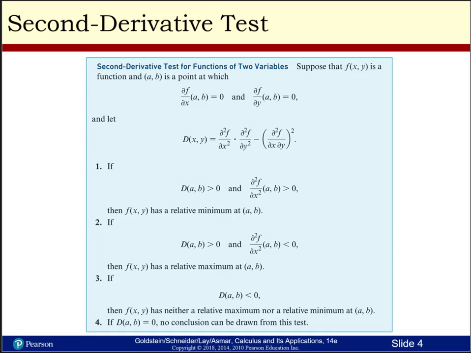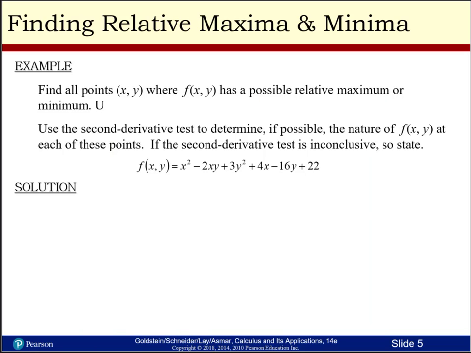Now if D(a,b) is less than 0, then f(x,y) has neither a relative maximum nor a relative minimum at (a,b). If D(a,b) equals 0, no conclusions can be drawn from this test. So let's do an example so we can figure out what all that said.